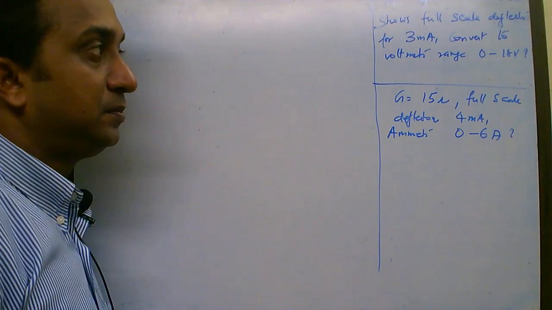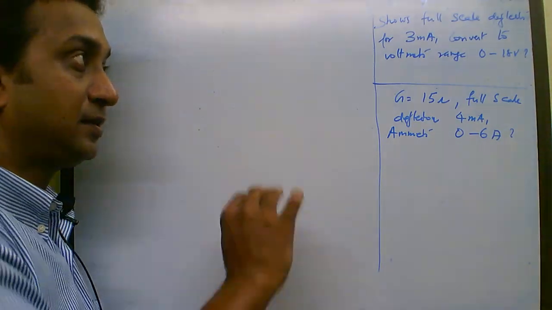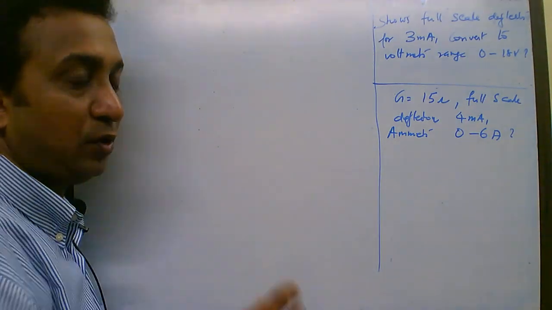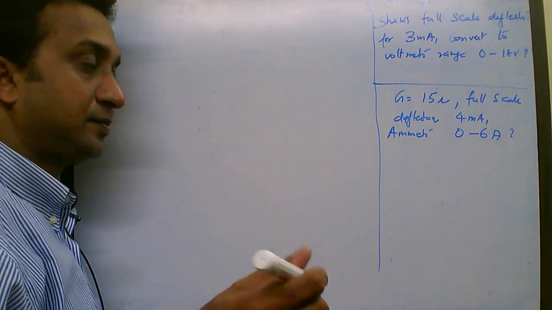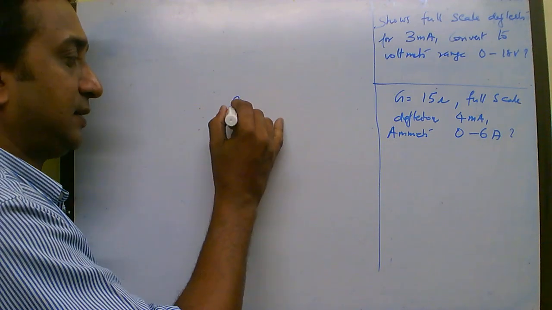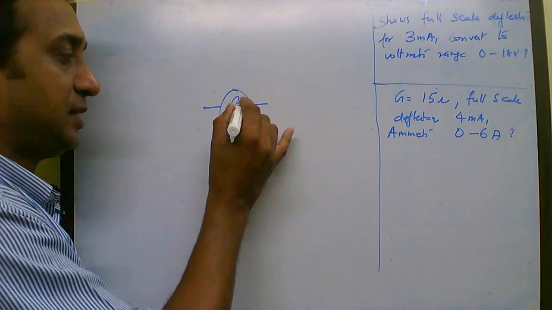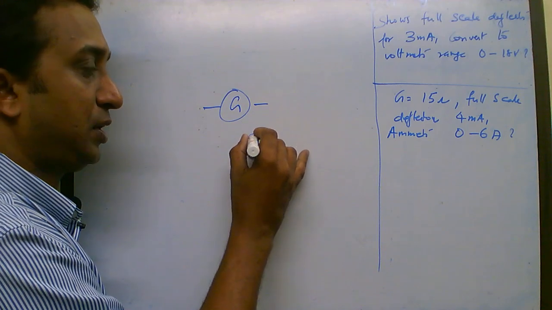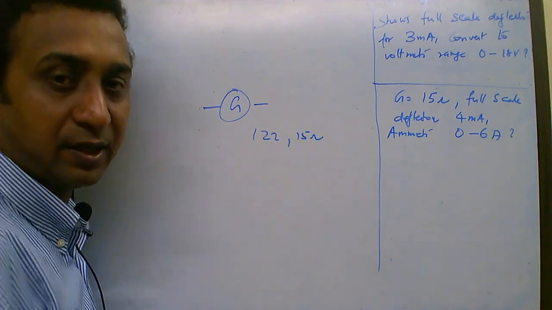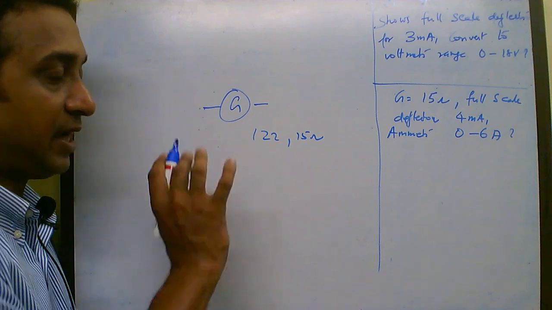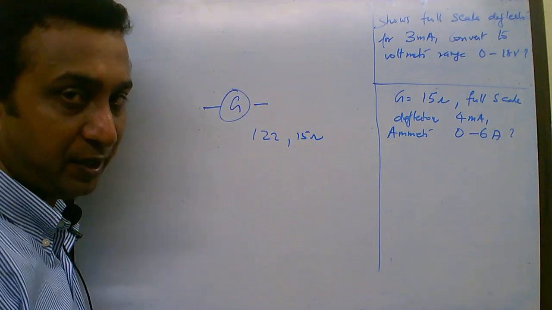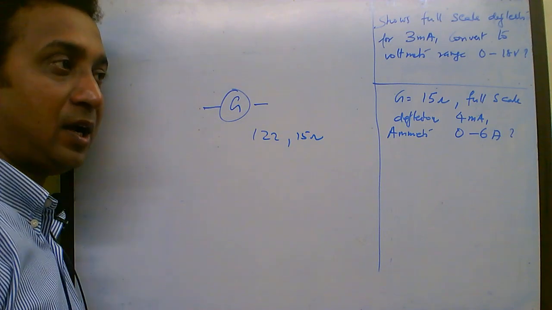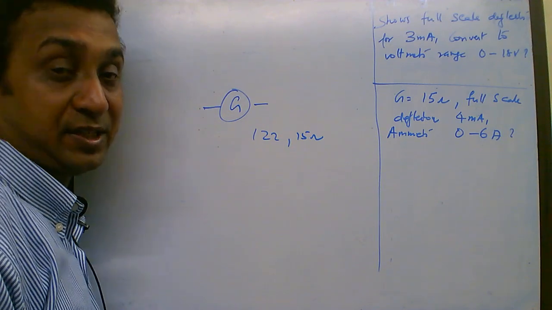Now let us do some numericals related to conversion of galvanometer to ammeter and voltmeter. See, basically, a galvanometer is a device used to find the presence of current in a circuit, and it has a very low resistance, almost equal to 12 ohms or 15 ohms, something like that. Now this galvanometer can be converted into an ammeter or voltmeter. An ammeter is a device which measures the current, and a voltmeter is a device which measures the potential difference.